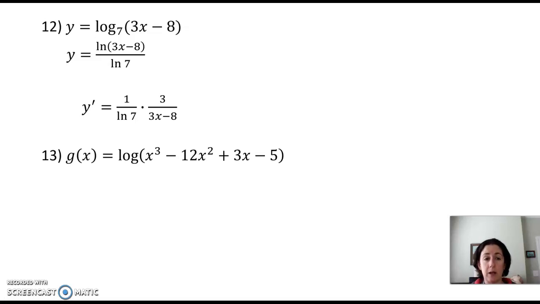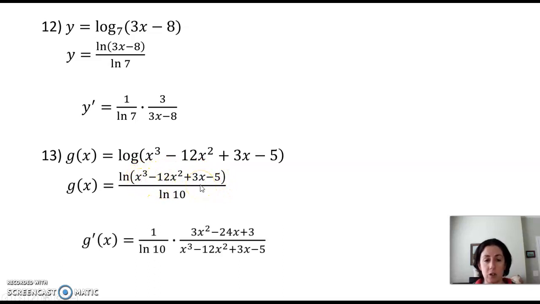Here we have another one. This is the common log, and if you recall, this is going to be base 10. So it's going to be the natural log of what you were taking the logarithm of divided by the natural log of 10. So now, this is really 1 over the natural log of 10 times the natural log of this. The derivative will be the derivative of this over this, right? The derivative of the inside function over the inside function, with that 1 over the natural log of 10 being a coefficient out front.